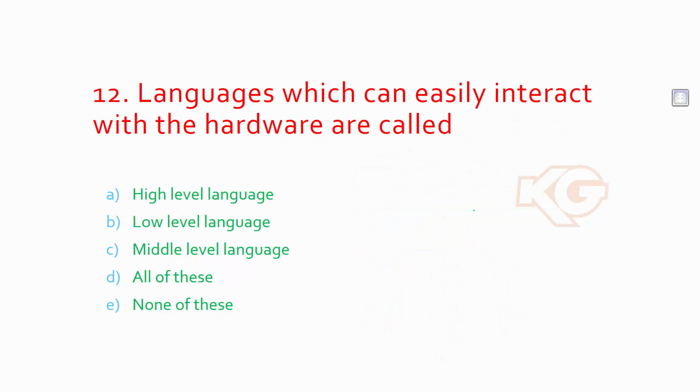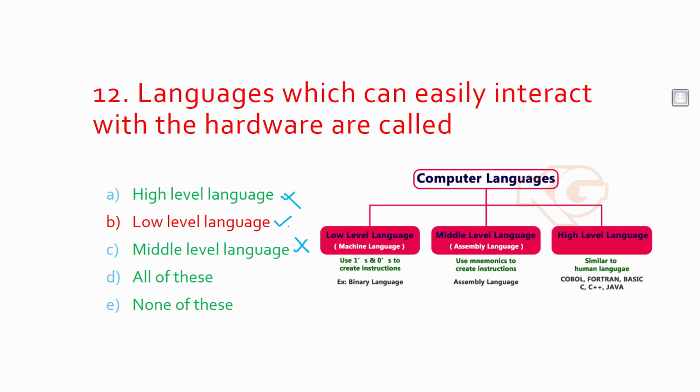The language which can easily interact with the hardware is called dash. Is it a high-level language, low-level language, middle-level language, or all of these? The answer is low-level language. So these two are wrong because the low-level language deals directly with zeros and ones. So this will be easy. It is also called a binary language, which the machine code easily understands.